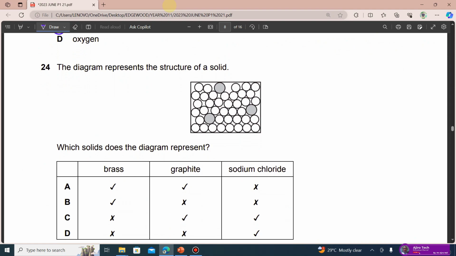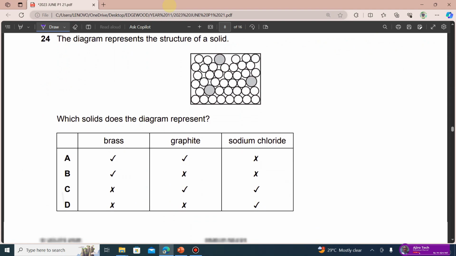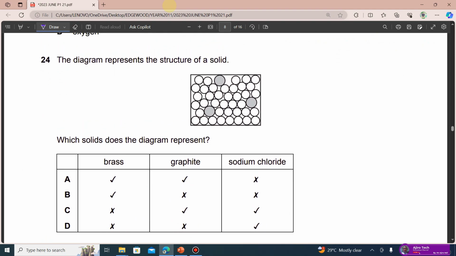The diagram represents the structure of a solid. Which solid does this diagram represent? When you see a diagram like this, having particles in a pattern where other particles are introduced to distort this arrangement, so that the atoms do not slide easily over each other, what should come to your mind is an alloy. Only alloys are arranged this way. So which option looks at alloys as a priority?